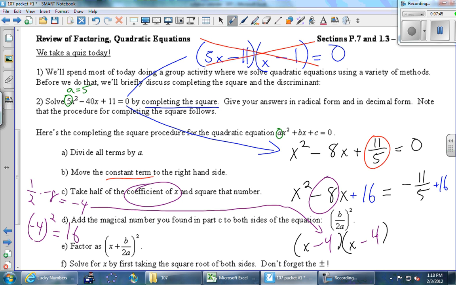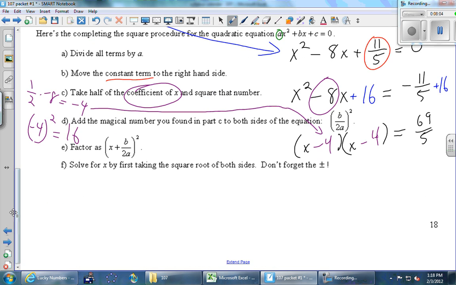Okay, and then we'll just copy the right-hand side here. So this equals 16 minus 11/5. I don't know what that is. Is that 69/5? I'm going to do some fraction stuff and just merge those together. Okay, the left-hand side, I'm going to rewrite because it happens it was two copies of the same thing. So it's really x minus 4 squared. Yes? And we're actually almost done solving this one.